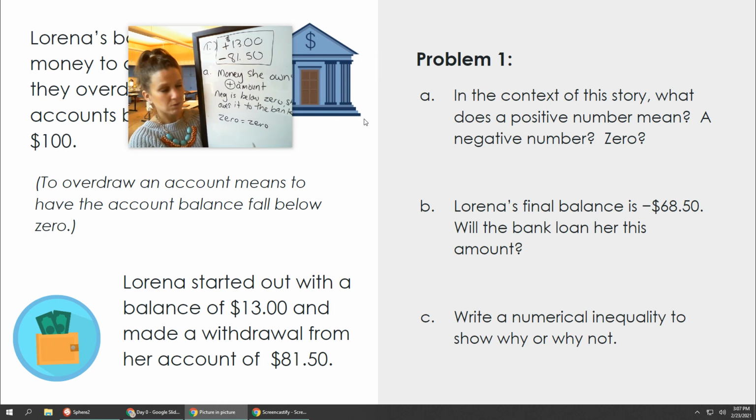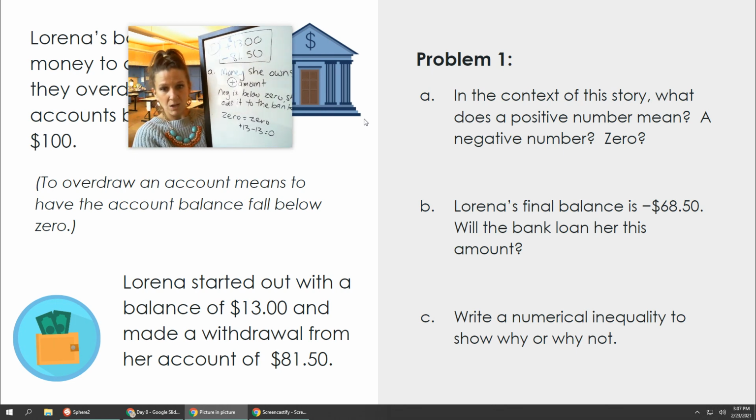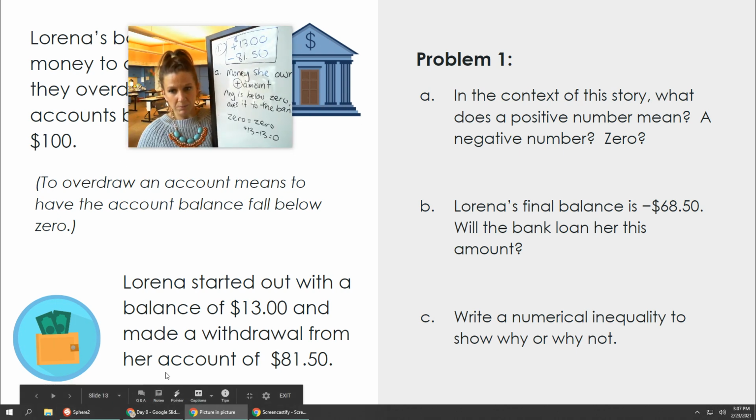Okay, so she had 13, and then she subtracted 13, and that would be 0. Okay, so that is the first part of the problem. Then we'll go to the next one.